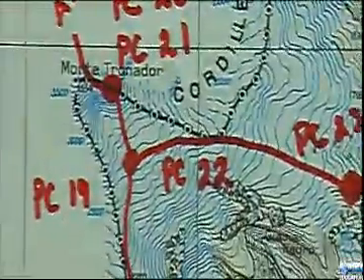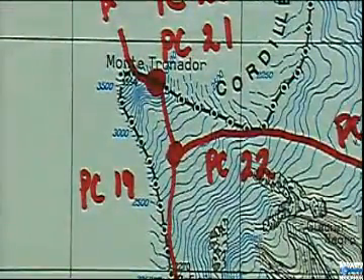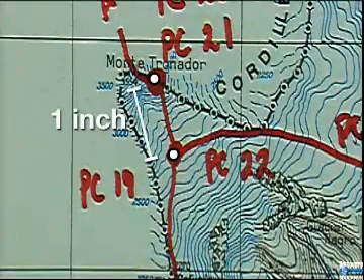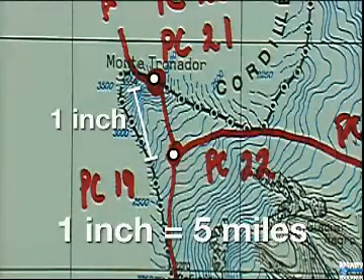First, measure the distance from point 19 to point 21 with a ruler. The distance on the ruler is 1 inch. Now, let's compare that distance to the map scale, which indicates 1 inch is 5 miles. So the distance according to the map is 5 miles.